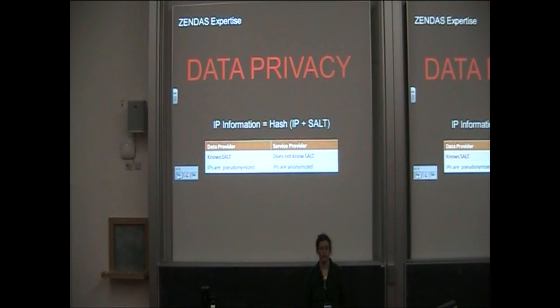An encoding of the IP addresses has been developed. A salt consisting of random bits is added to the IP address before both is hashed. The service provider must not know the salt. Therefore, the IP addresses are anonymized here, and no special treatment is needed anymore.